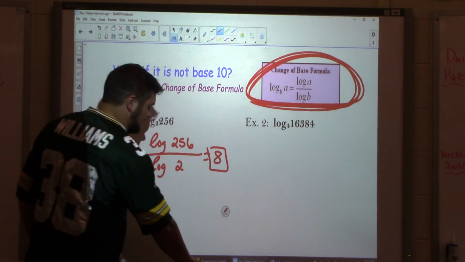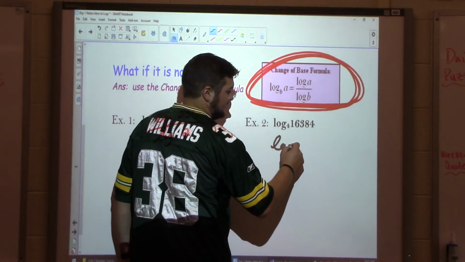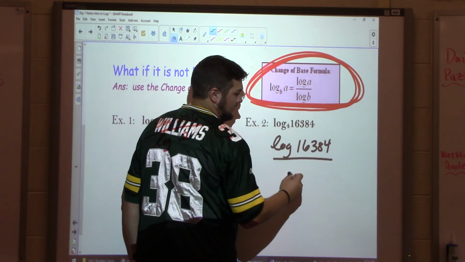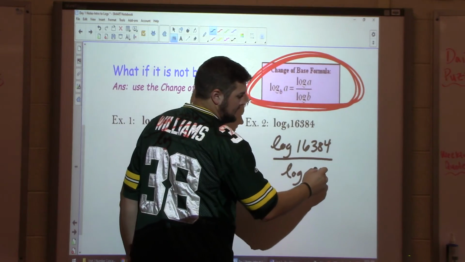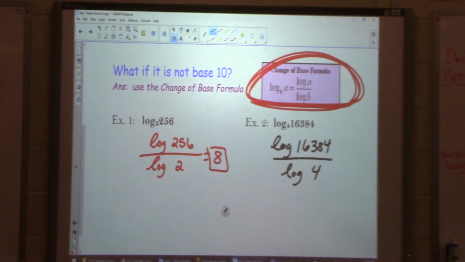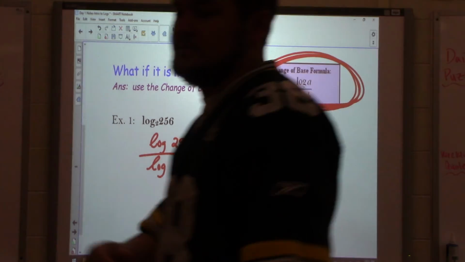If I set up the second one, I get log 16384 over the log of my base, which is log of 4. Try that. Isaiah, did you get it figured out? Yeah. Alright, so put the second one in your calculator, please.